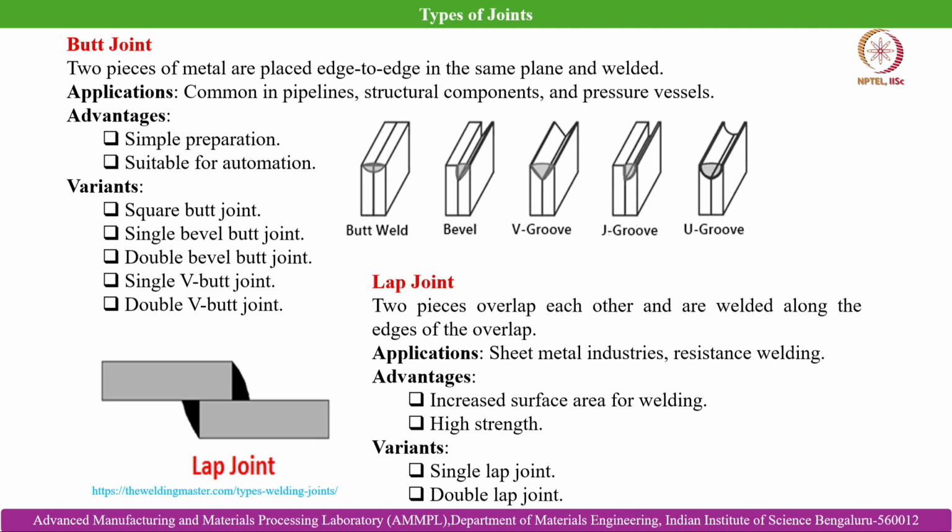So, the two pieces of metal are placed edge to edge in the same plane and welded. This is a typical example of butt joint. So, what is the difference between butt and lap joint?